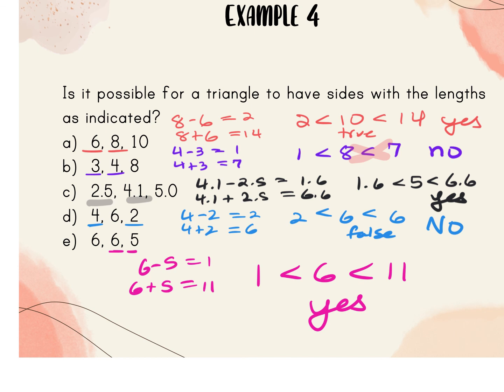You're always using the two smaller numbers, and then you will add them and subtract them. Then you don't have to do all three inequalities by adding them and seeing if they're greater than the third side. This simplifies it by just adding and subtracting the two smaller sides. And if that third number, that third side, the biggest side, falls in that inequality range, then the answer is yes, they can form a triangle.